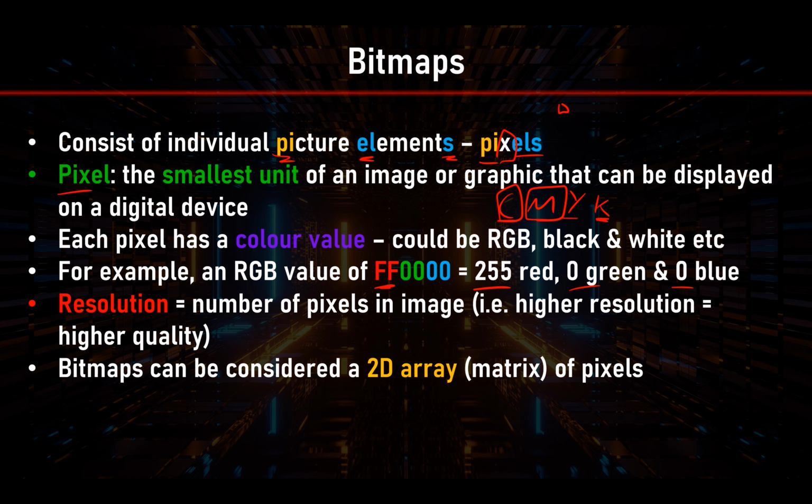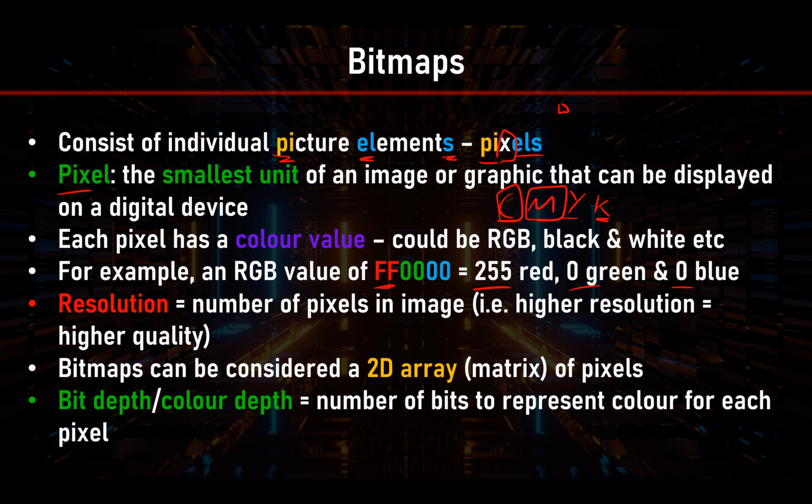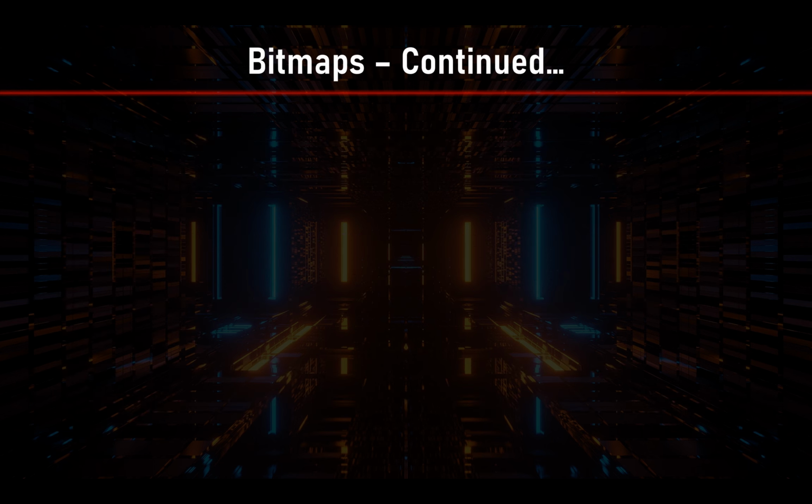Bitmaps can be considered a 2D array, or matrix, or grid, of pixels. The bit depth, or color depth, is the number of bits used to represent a color for each pixel. So if the bit depth is, for example, 8, this means each pixel is using 8 bits. Bit depth and color depth are interchangeable; they mean the same thing.